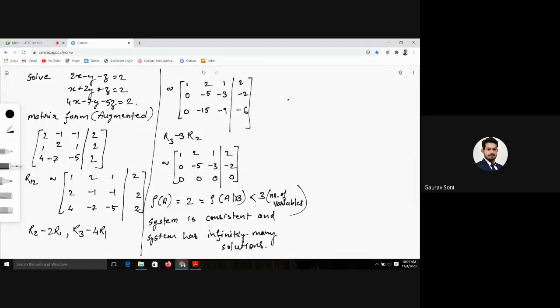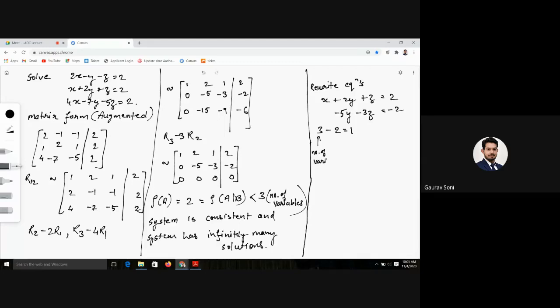So once we have infinitely many solutions, what I have to do is declare a free variable. And how many variables can I declare free? So first of all, rewrite the equations. So what do we have? x plus 2y plus z is equal to 2, minus 5y minus 3z is equal to minus 2. Now, how many total variables are there? 3, minus the rank you have got, 2, is equal to 1. So 3 is the number of variables, 2 is the rank, and whatever answer turns out to be, these many free variables you have.